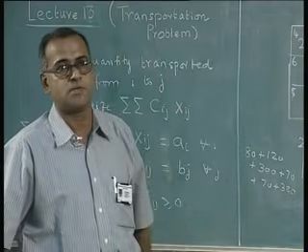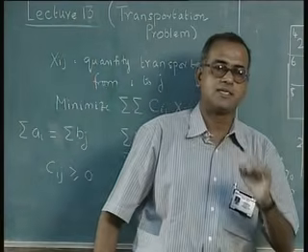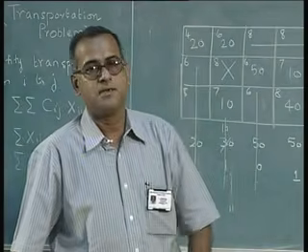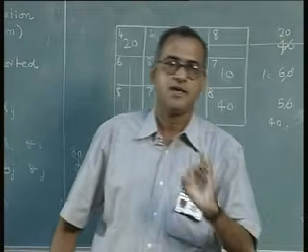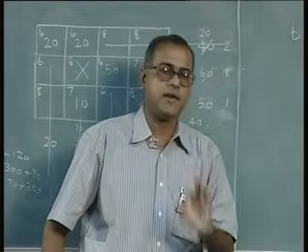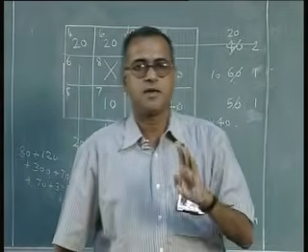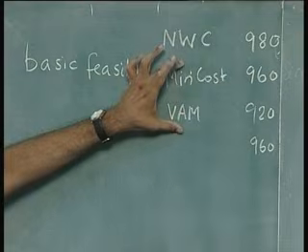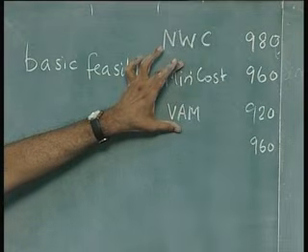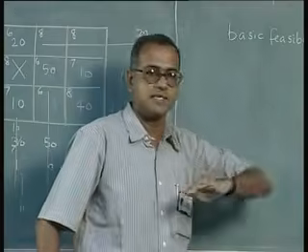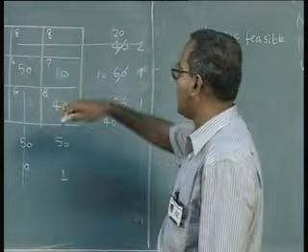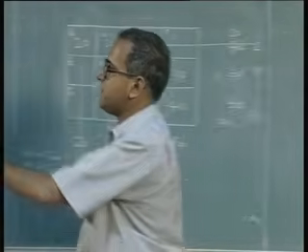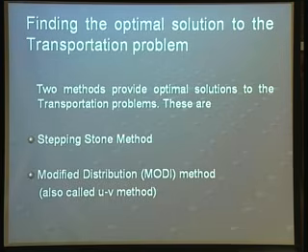A basic feasible solution to the transportation problem is characterized by satisfying the supply demand restrictions, satisfying the non-negativity restriction, having m plus n minus 1 independent allocations, and not having a loop. So, we know that these two methods would give us a solution which satisfies all these and is basic feasible. The next thing we need to do is to try and get to the optimal solution from these, either using the stepping stone method or the modified distribution method, and we will see that in the next lecture.